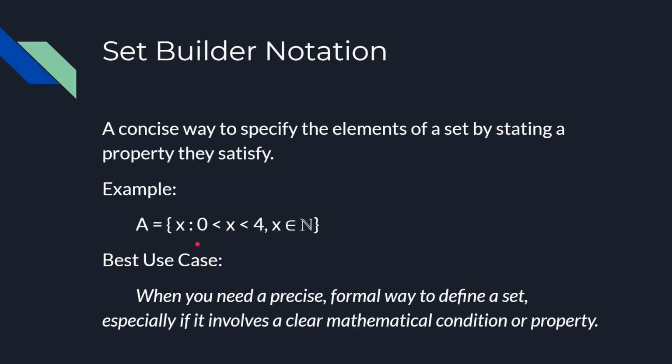So this set notation here defines set A as the set of natural numbers greater than 0 and less than 4. Set builder notation is ideal when the set follows a specific rule or condition. This method is highly efficient when defining sets that involve infinite elements, or those that have clear properties, for example, inequalities, multiples, or mathematical sequences. It's best used in formal mathematics and problem solving, particularly in more complex sets that would be more cumbersome to list.